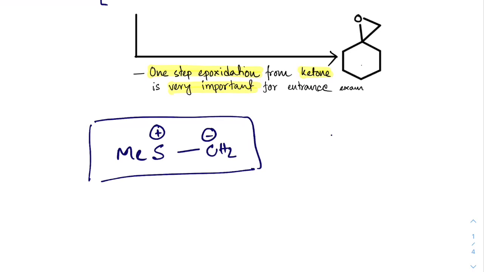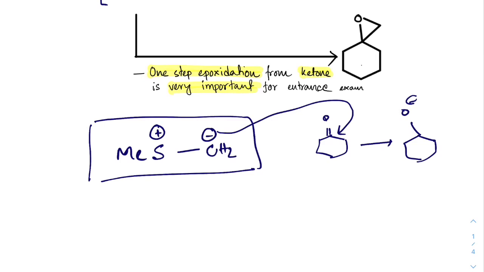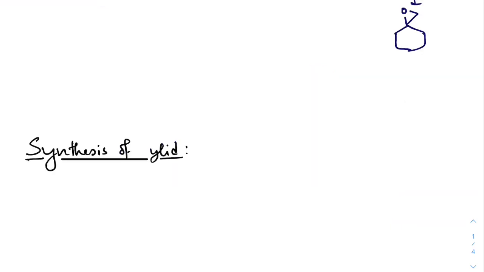In the presence of a ketone, this negative charge attacks the carbonyl center and gives this type of intermediate, followed by this negative charge attacking this carbon and kicking out the dimethyl sulfide and giving this type of epoxide, right? How will we synthesize this kind of halide?